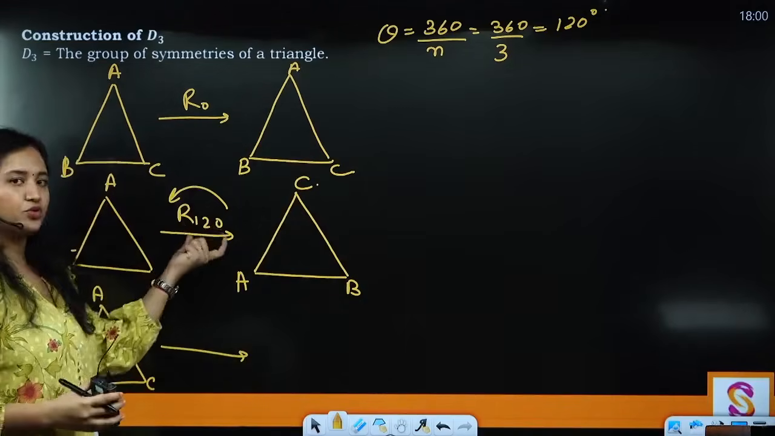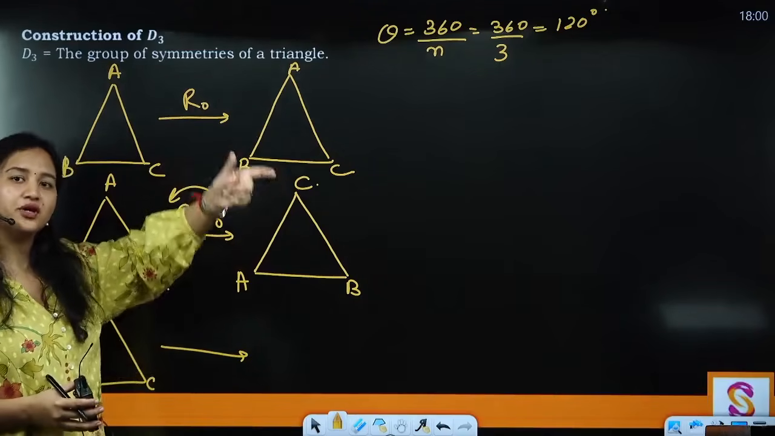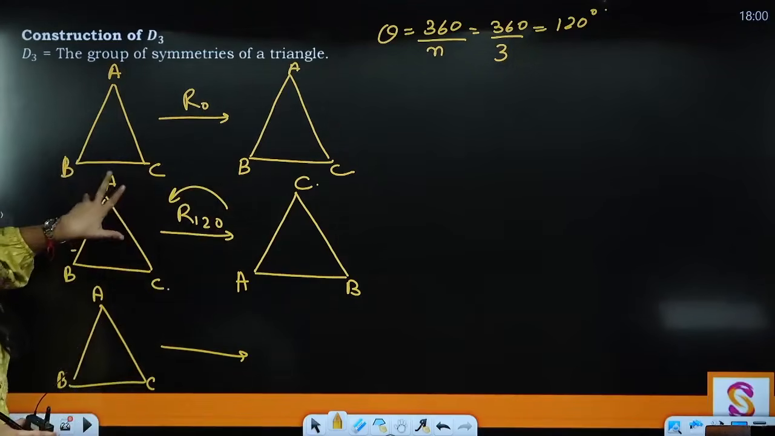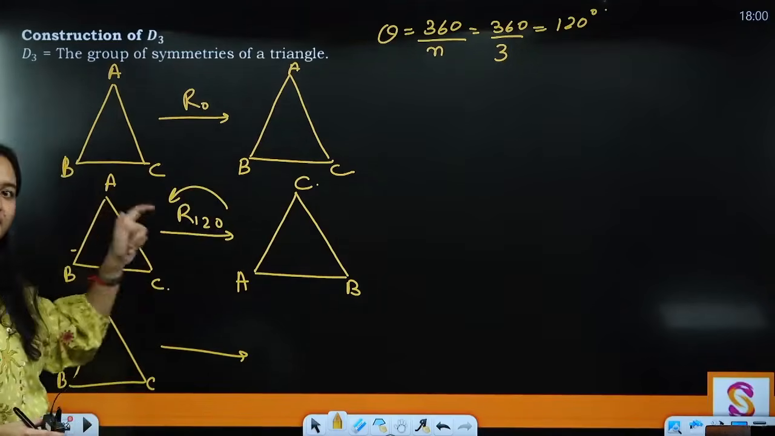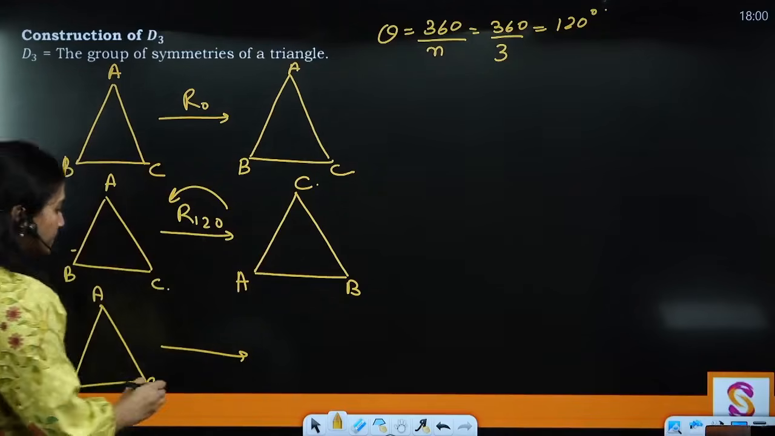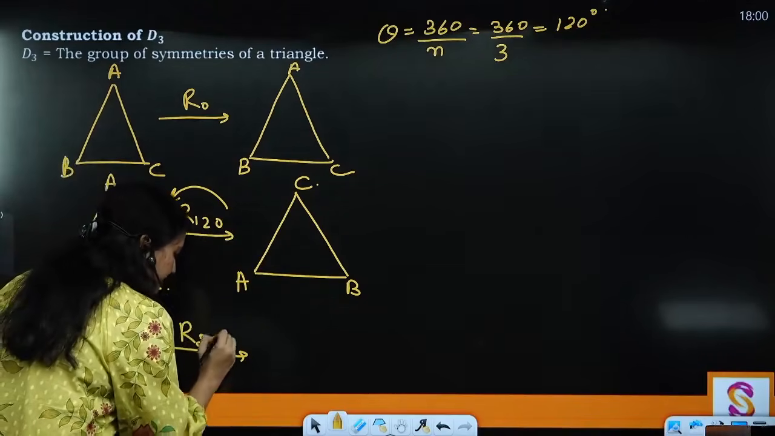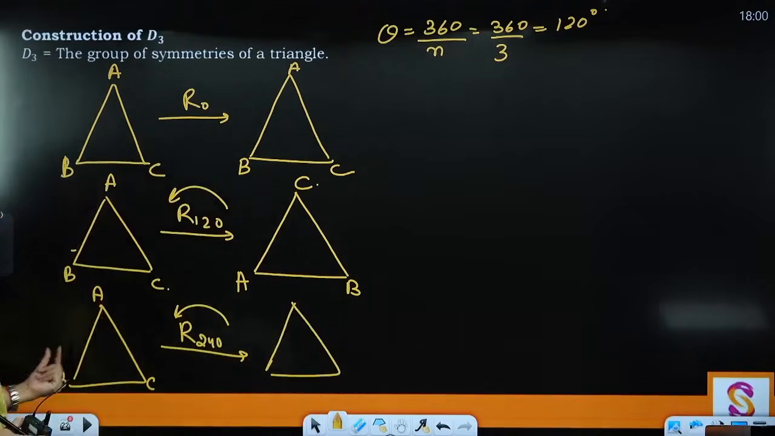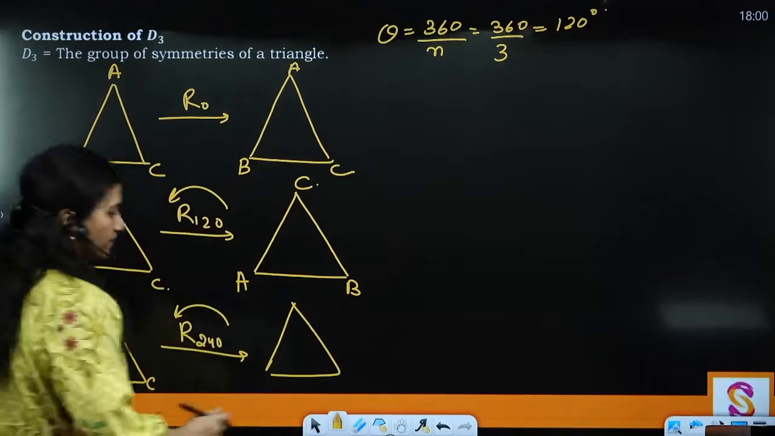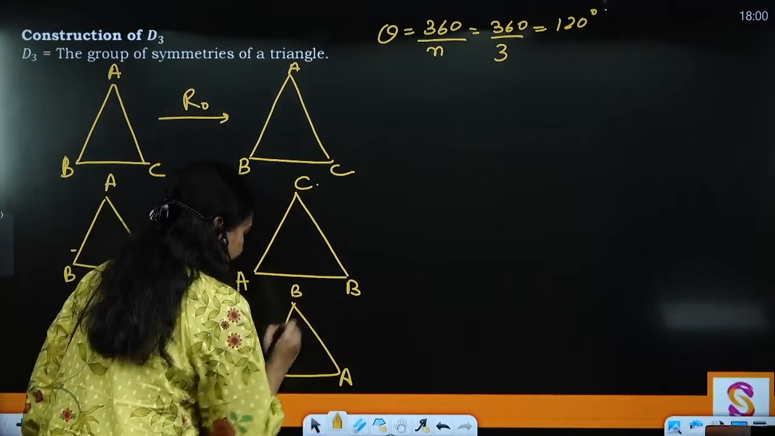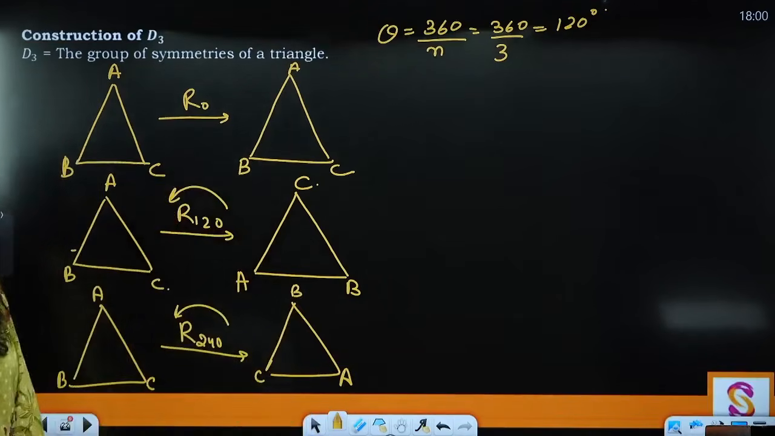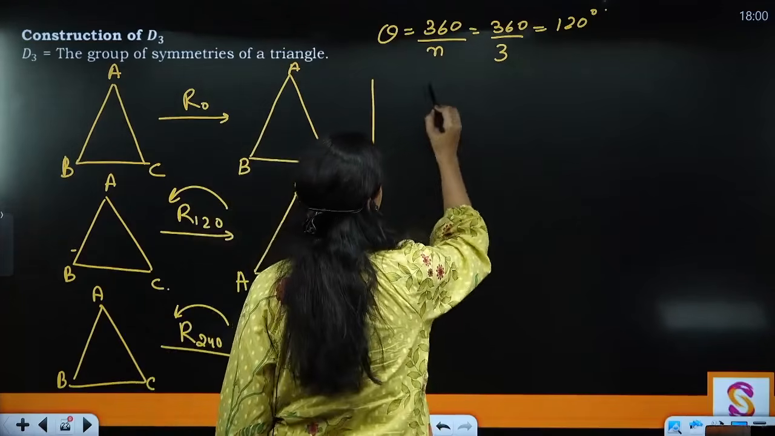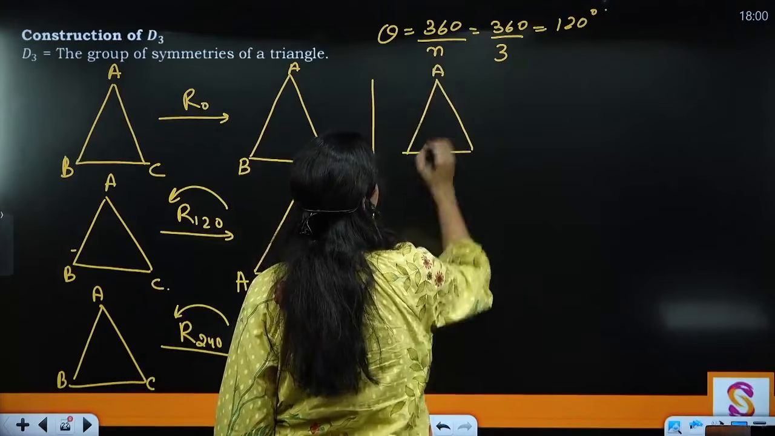Now I am rotating it through 120 degrees. I can rotate it through 240 degrees as well, right? If I'm rotating it through 240 degrees anti-clockwise, what is going to happen? A is going to jump 2 places from here to here. So it is going to look like A, B and C. Clear?